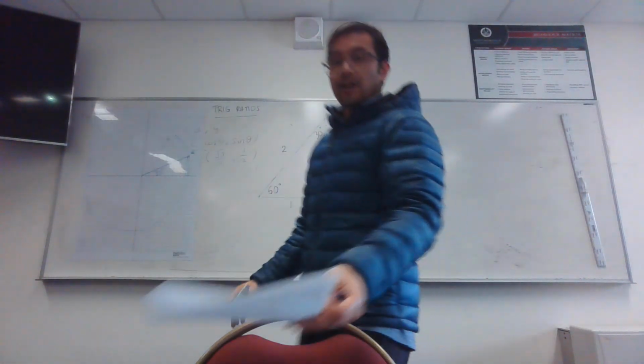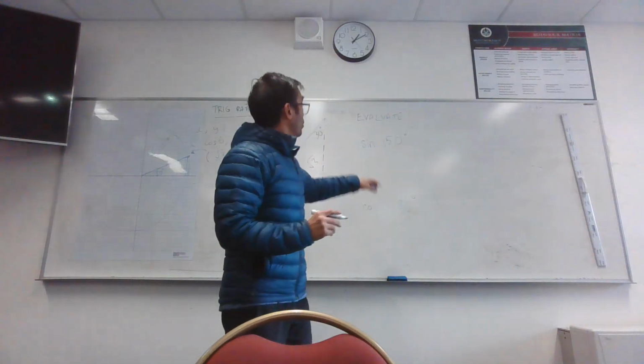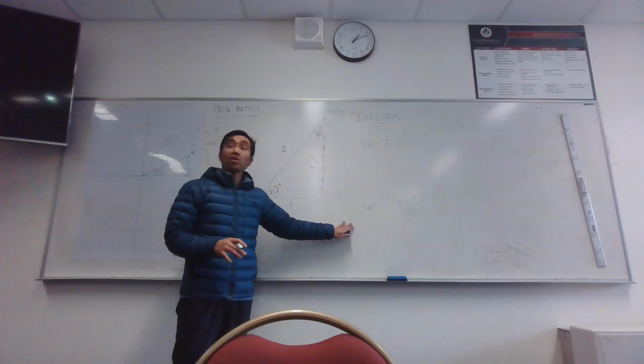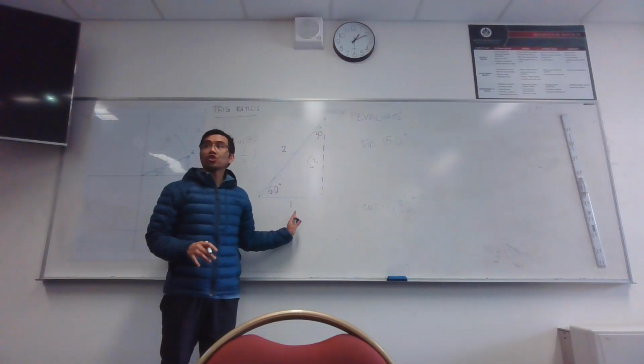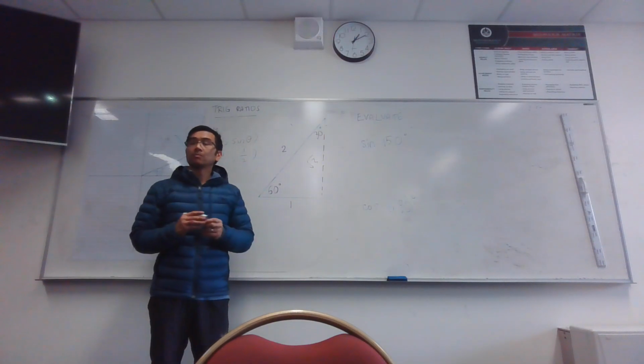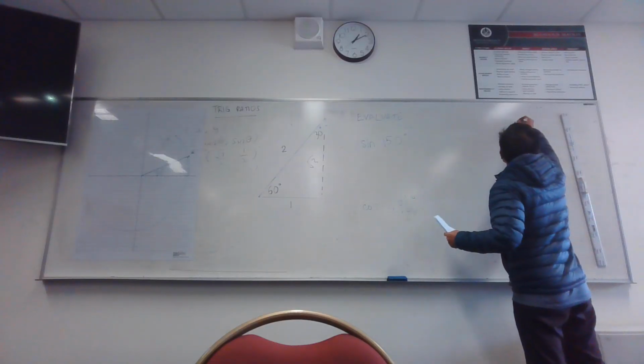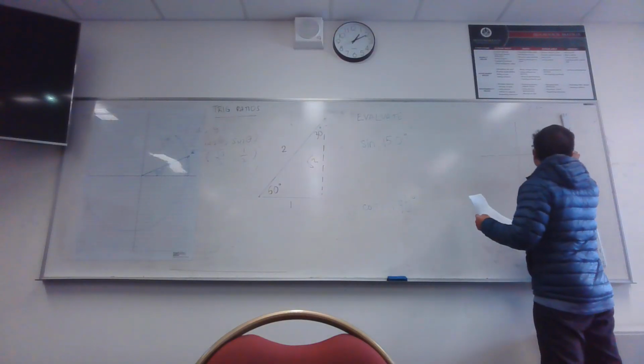I want you to figure out what sine 150 is and cosine 690 with just this triangle, and the help of your unit circle. So, let's look carefully.